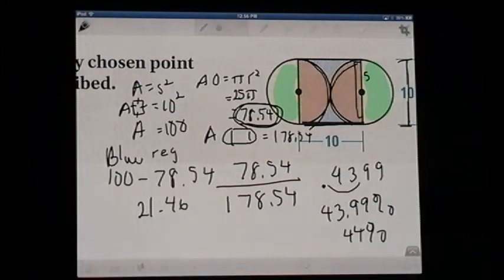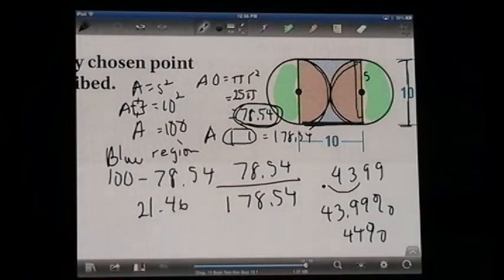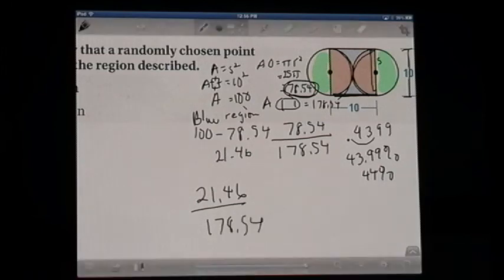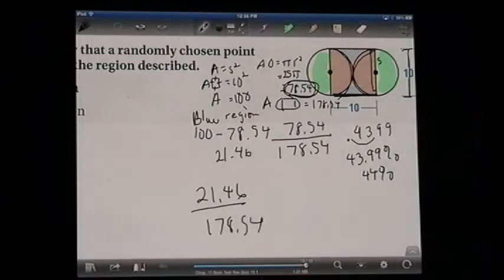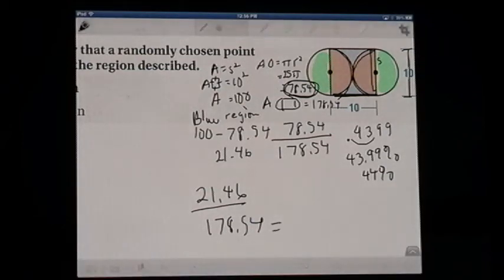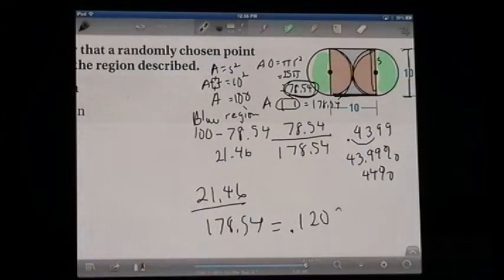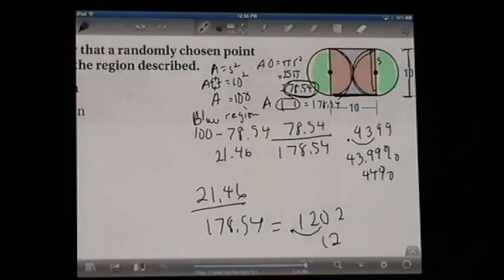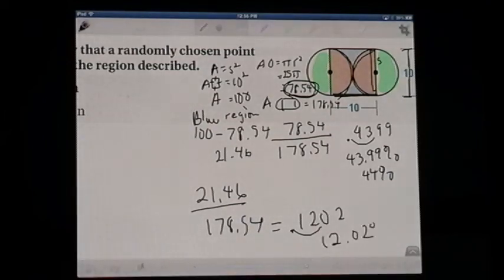Now that's not your percentage. To find the percentage, we have to put 21.46 over 178.54. So divide by 178.54, and we get 0.12019. Move your decimal 2 places to the right, and we get 12.02%, or about 12%.